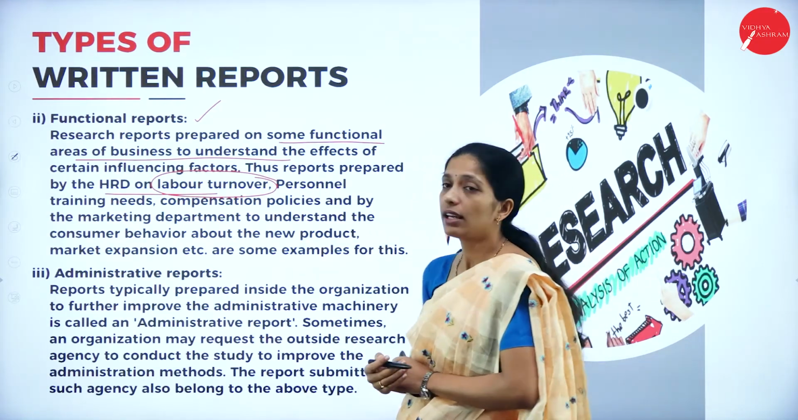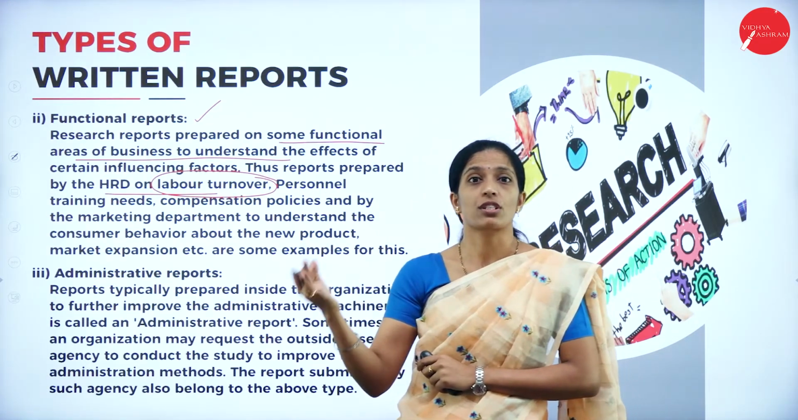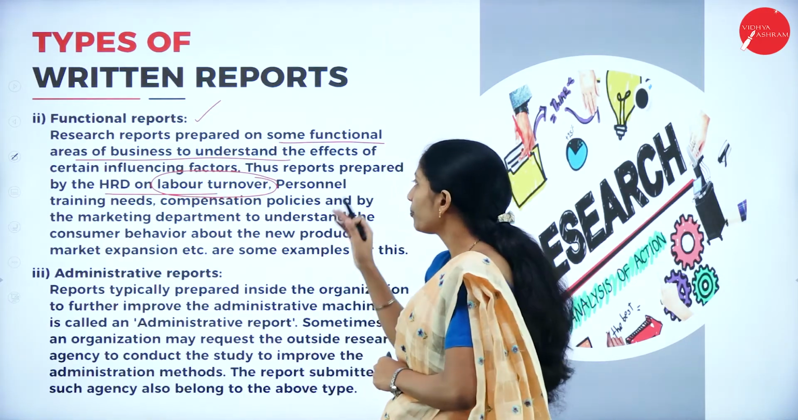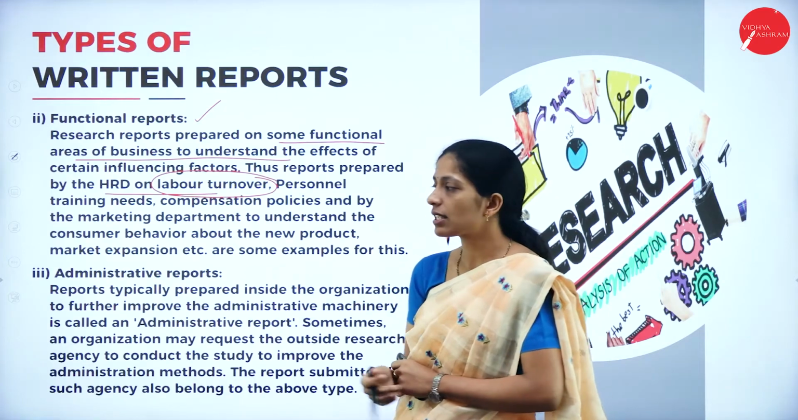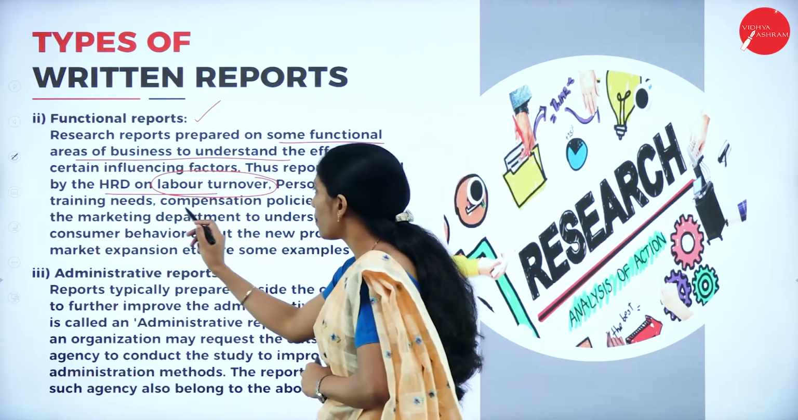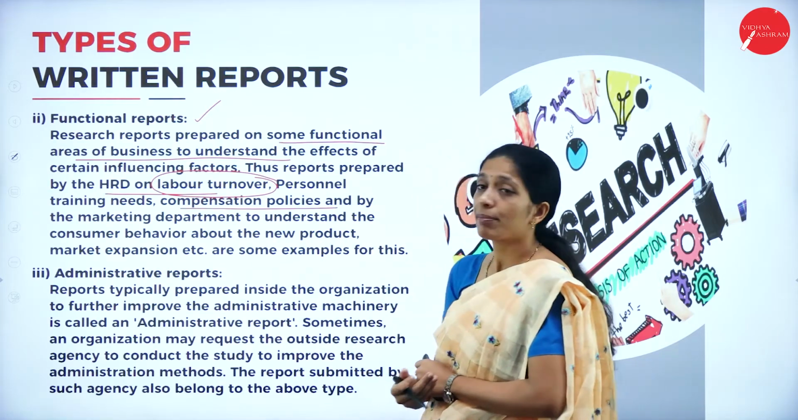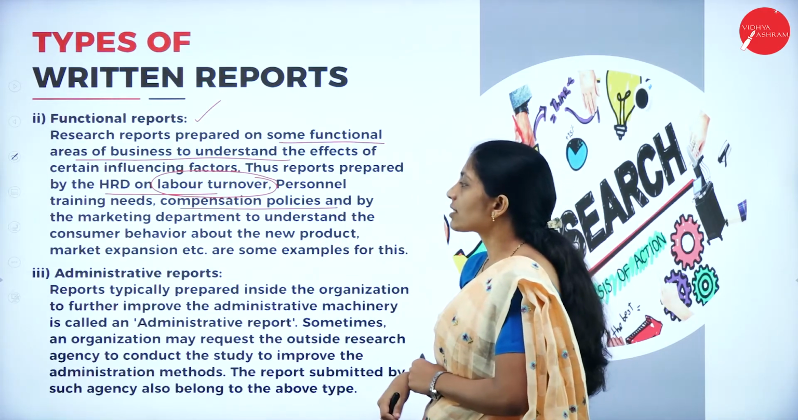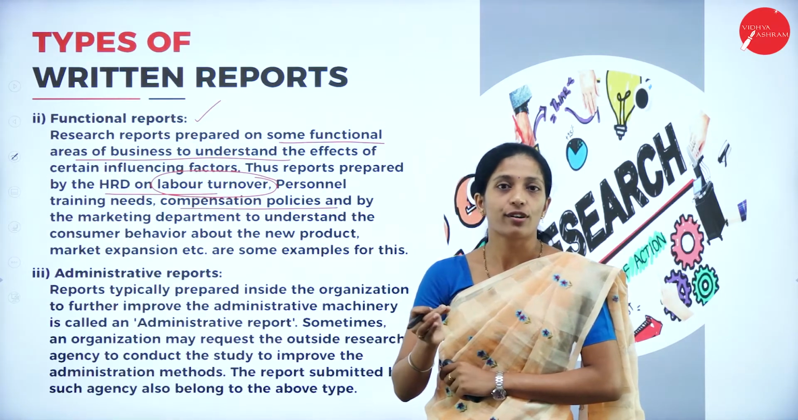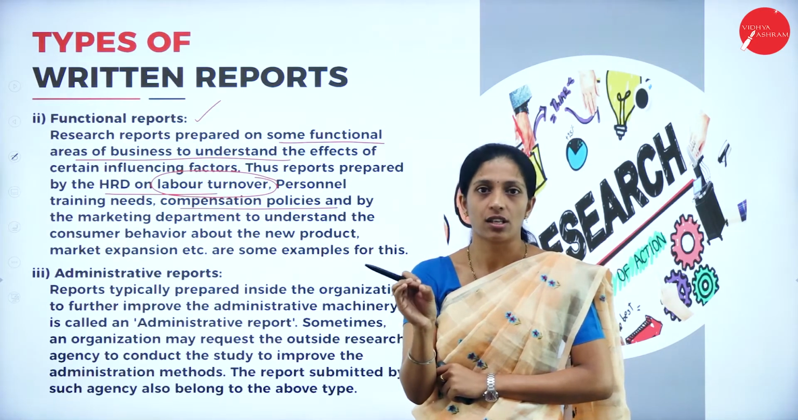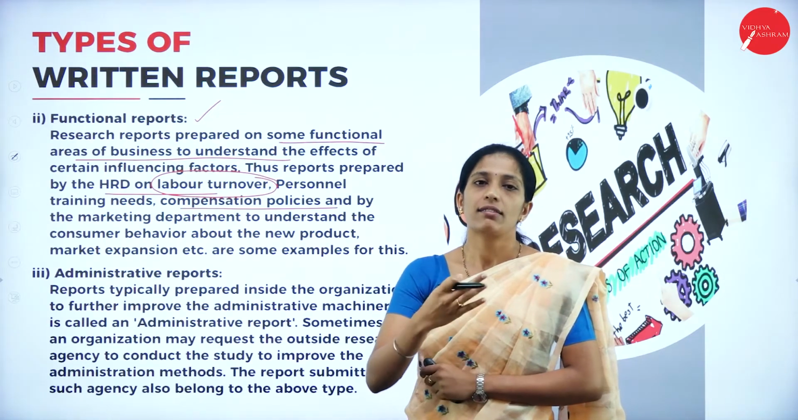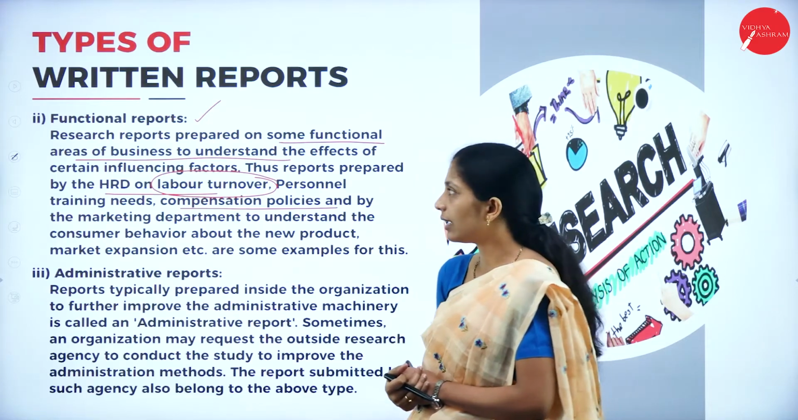It may be on labor turnover, where the Human Resource Department presents a report on labor turnover and personnel training needs, that is, what are the training needs given to the employees, compensation policies, and by the marketing department to understand consumer behavior about a new product. That is also based on certain functions or certain situations for which the report has been prepared, and that is known as a functional report.